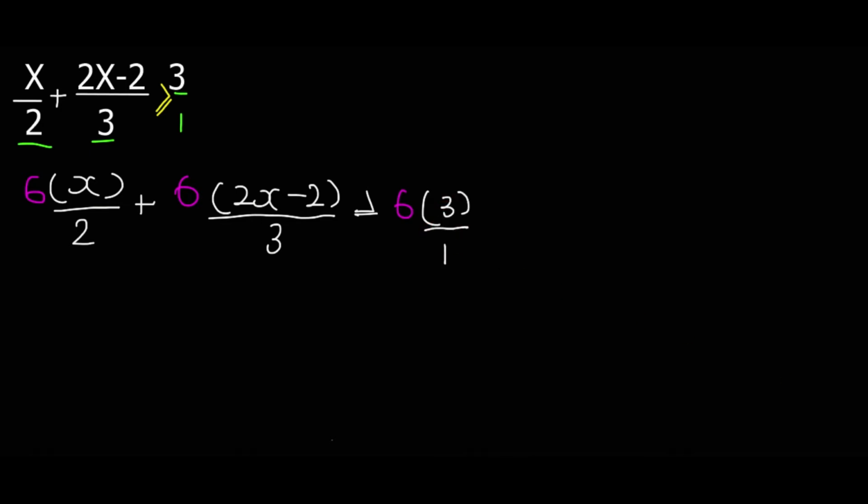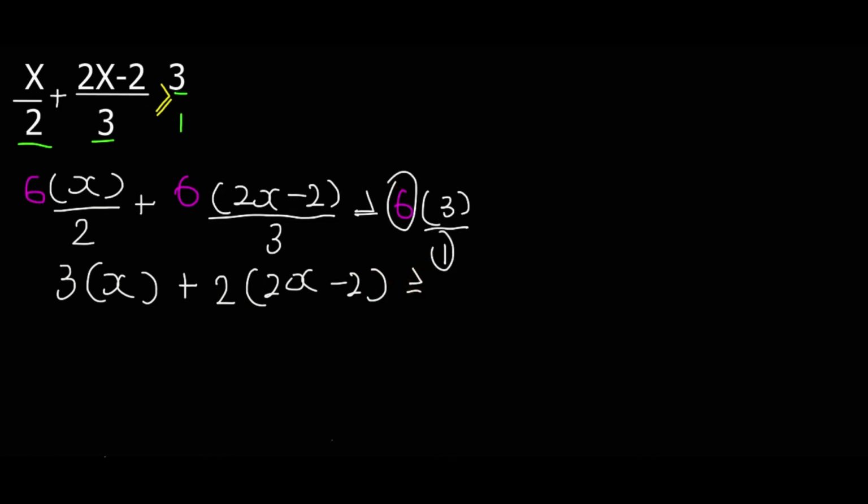And then from here, 6 divided by 2. 6 divided by 2 gets 3. And then 3 times x. Then the same thing here. 6 divided by 3. 6 divided by 3 gets 2. Then 2 times 2x minus 2. And then 6 divided by 1. 6 divided by 1 is 6.